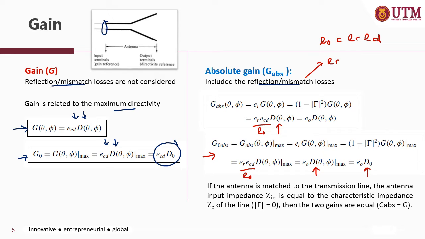Okay, in case the antenna is matched to the transmission line, the antenna input impedance is equal to the characteristic impedance, like Z0. Therefore, the two gains are equal, G equals G absolute. So we will be discussing the VSWR related to the input impedance later on.